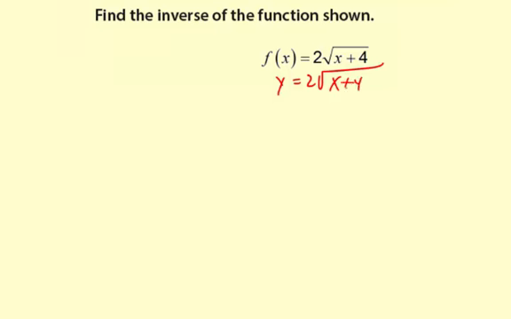And then to create the inverse, we switch the x and the y. So x equals 2 square root of y plus 4. And then we solve for y.